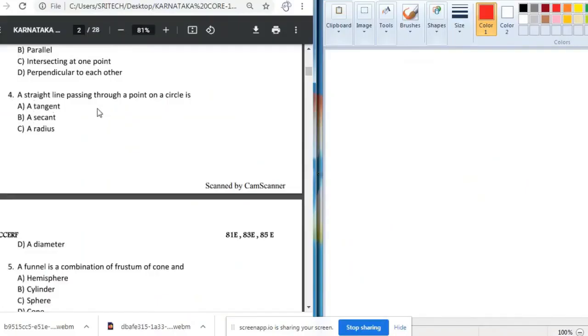Fourth question, a straight line passing through a point on a circle is tangent, secant, radius, or diameter. We all know that a straight line touching a circle at one point. This is a circle and a line touching at one point. So a point means one point. If a line touches a circle at one point, it's called tangent. So correct option for this question is A, tangent.